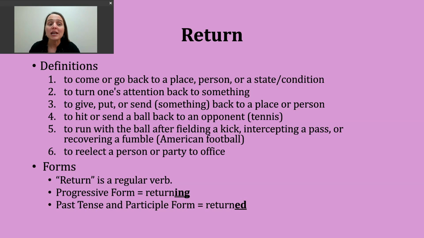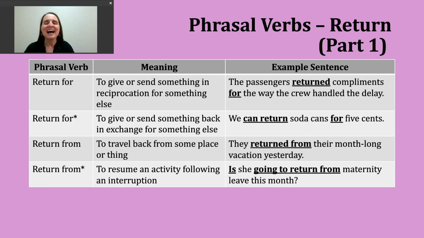You should know that return is a regular verb. To make the progressive form of this verb, all I need to do is add ing to form returning. The past tense and participle forms of this verb can be made by adding ed. Our base verb, return, ends with an N sound, and an N sound is voiced. This means that my ed ending is just going to make a D sound. So it should sound like this. Returned, returned.